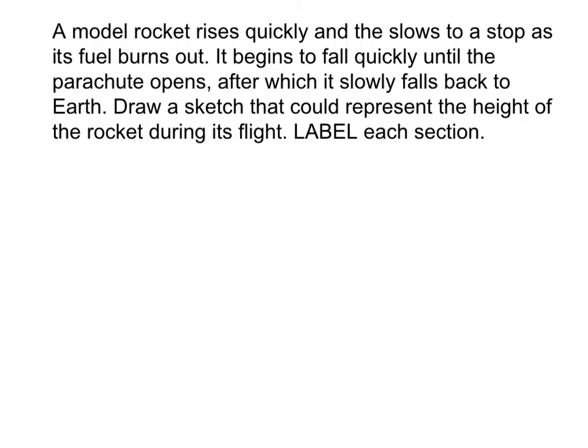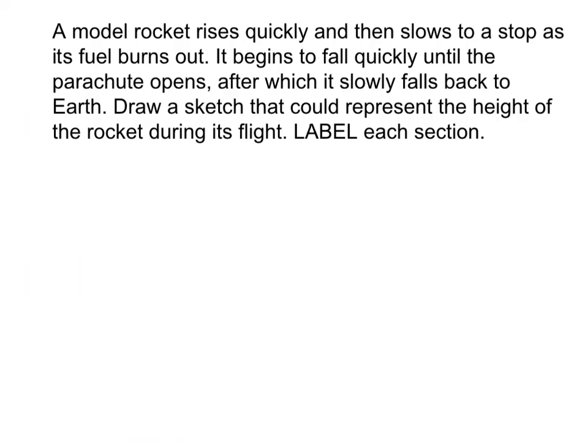Here's another example. Now they're going to give you a situation, and you actually have to come up with your own graph. A model rocket rises quickly and then slowly to a stop as its fuel burns out. It begins to fall quickly until the parachute opens, after which it slowly falls back to Earth. Draw a sketch that could represent the height of the rocket during its flight. Label each section. So, we know we're representing what 2 variables? Time, because as time goes on, what's happening to the rocket, and height.